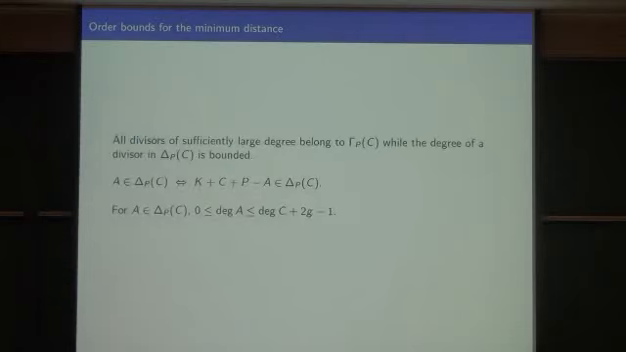Okay, so why do we study delta PC instead of gamma PC? Because all divisors of sufficiently large degree belong to gamma PC, while the degree of the divisors of delta PC is bounded. It's bounded by 0 and degree C plus 2G minus 1. Right? So we want to work with something bounded and not infinite. So we work with delta PC instead of gamma PC, although we want to find gamma PC. So for A in delta PC, the degree of A is bounded by this number here, degree C plus 2G minus 1.